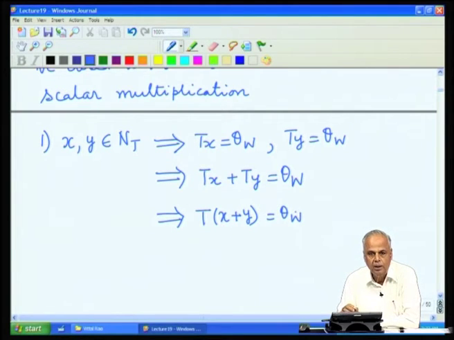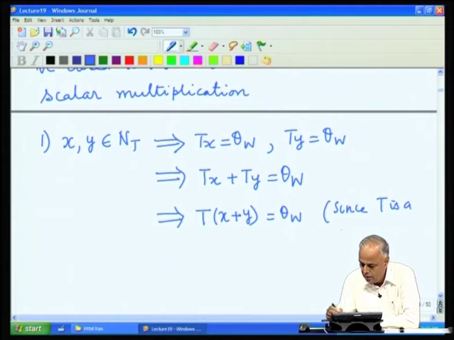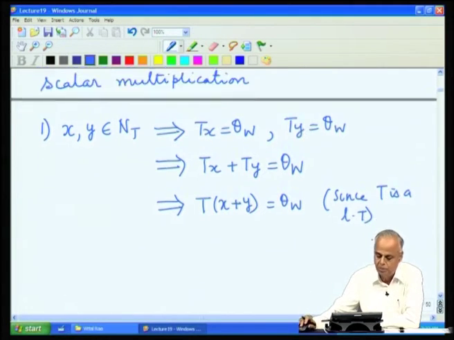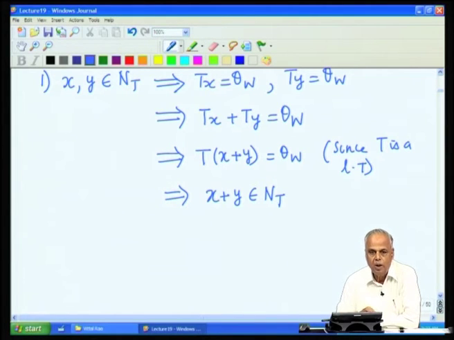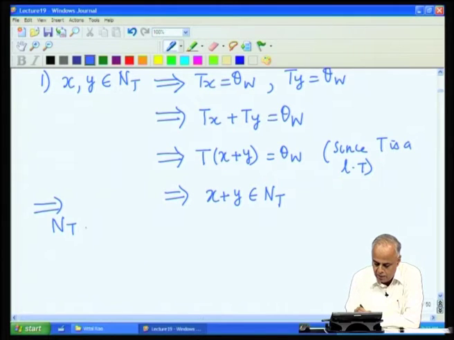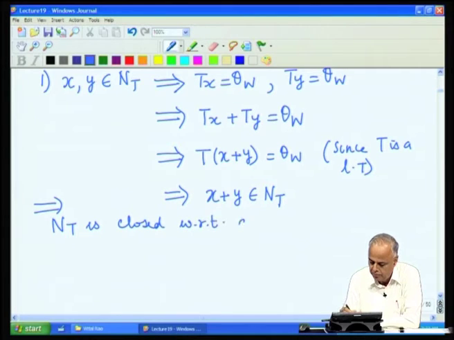T x plus T y is the same as T of x plus y. This is because T is linear. T is a linear transformation, we know T preserves addition. That says the vector x plus y is also getting mapped to the 0 vector, and hence x plus y also belongs to NT. So, x and y belong to NT means x plus y belongs to NT. So, the whole thing implies NT is closed with respect to addition.